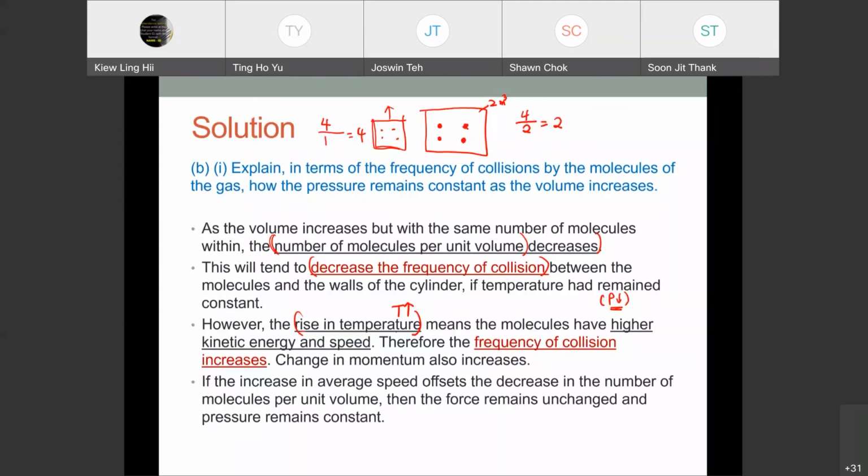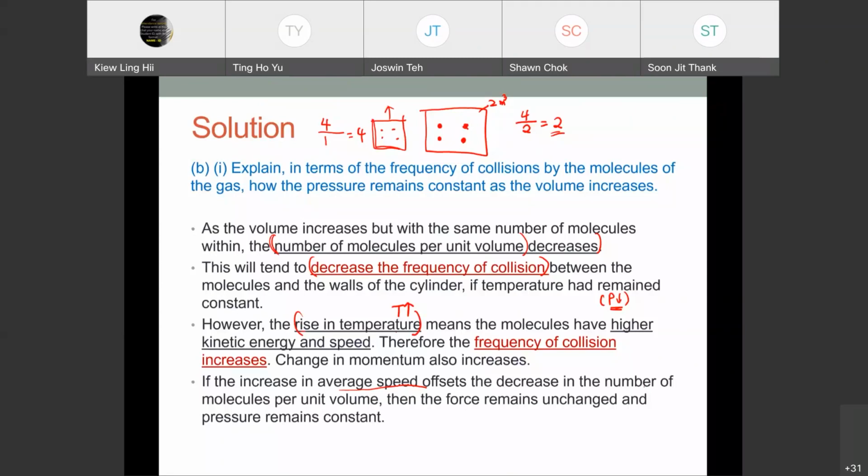Okay, so meaning that the increase in the speed of the particles or the molecules offsets the decrease in the number of molecules per unit volume. So that's why your number of collisions, or your frequency of collision, is now the same. When your frequency of collision is the same, it means that your pressure will be the same.